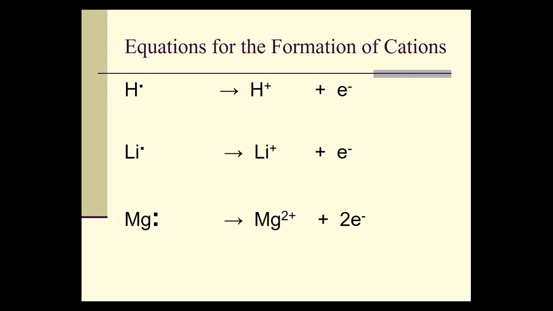All right, so what this slide is showing is the formation of a cation. This is just an easy way to think about the equation. Hydrogen has 1 valence electron. Therefore, it's looking to get rid of that 1 valence electron. And when it does that, it becomes positive.